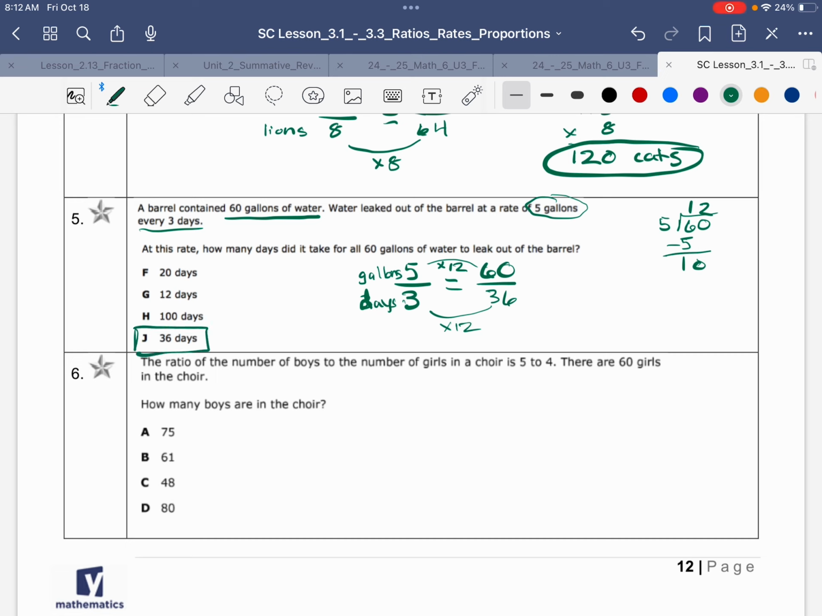The ratio of the number of boys to the number of girls in the choir is 5 to 6. There are 60 girls in the choir. How many boys? Ratio of boys to girls. So there's 5 boys. I label every time so I don't mess up. And 60 girls. To go from here, 6 to 60, I know that it's times 10. If you don't believe me, work it out. And you're trying to figure out what's here, so you have to do 5 times 15. 5 times 15 is equal to 75. So we have 75 boys.